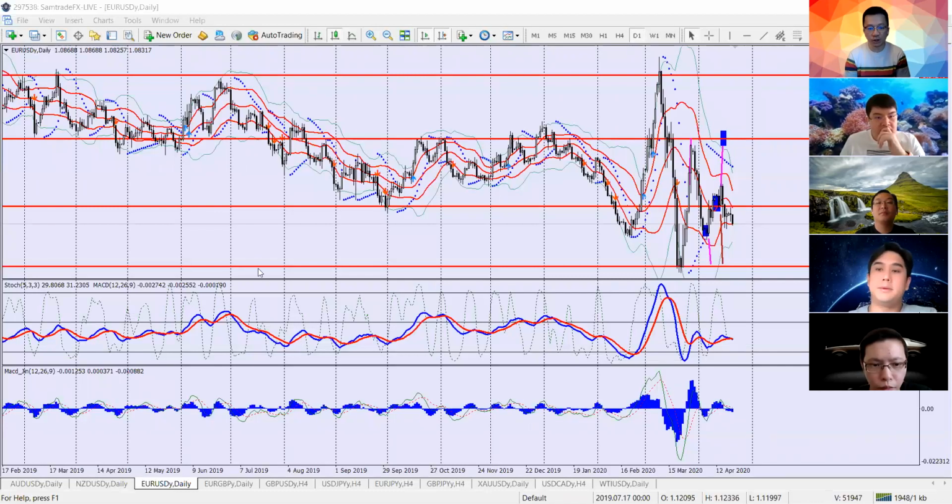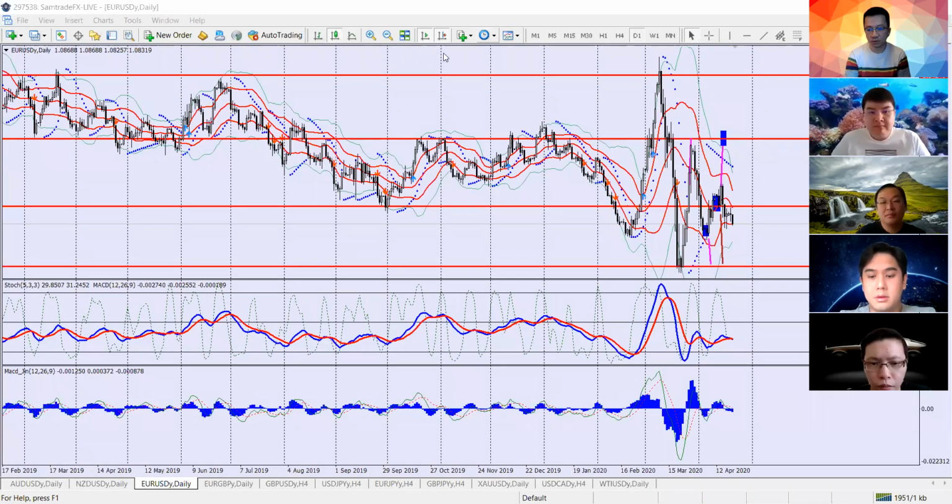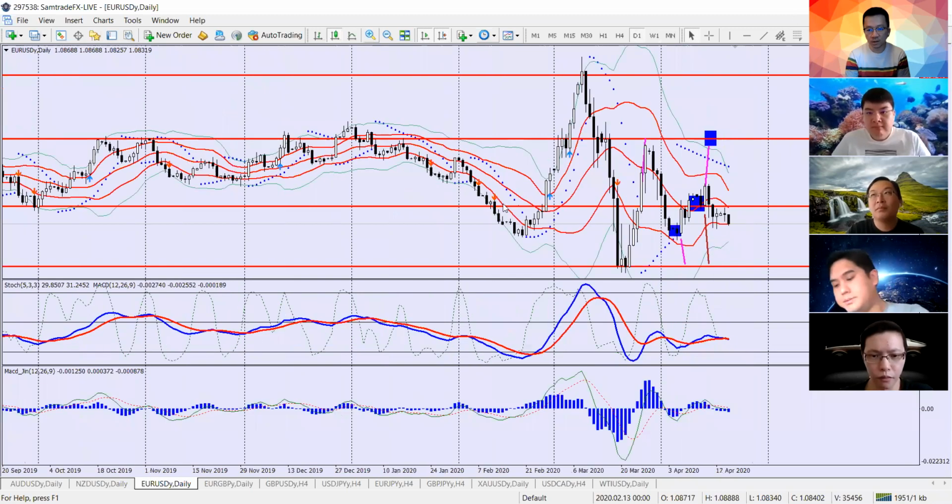So on the daily chart, I think I will zoom it in a little bit. Hang on, let me bring this away. All right. In the daily chart, if I can zoom it in, it's finally reacting off the 1.09 level.